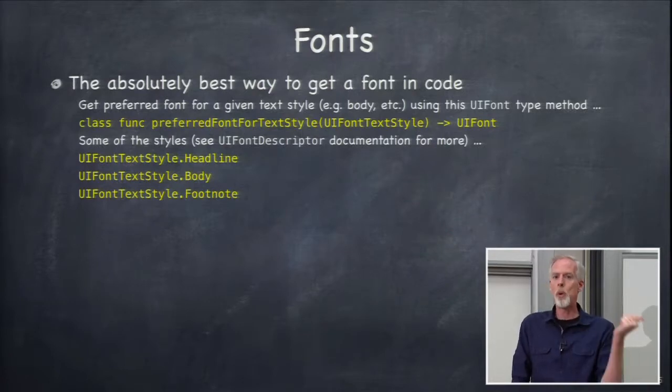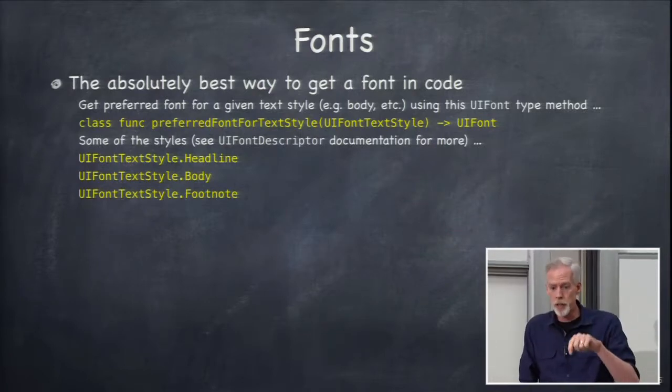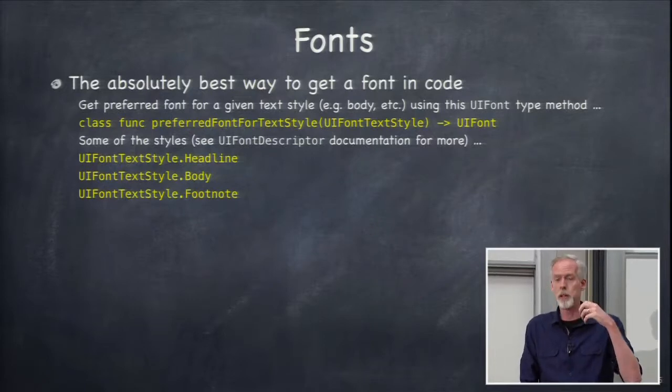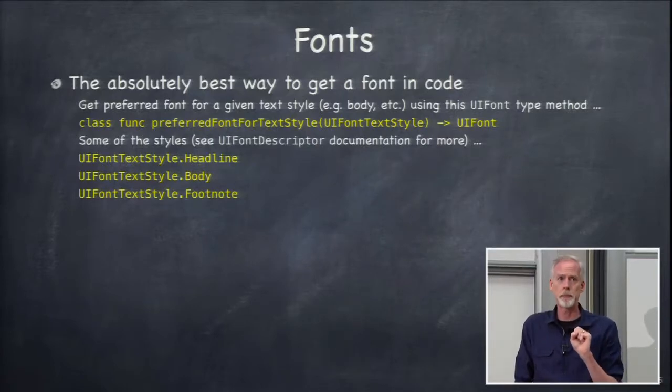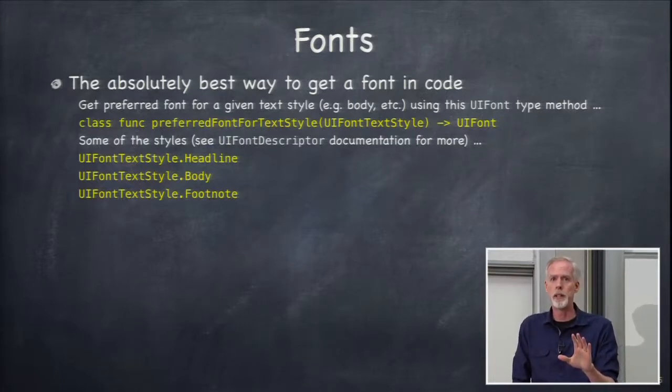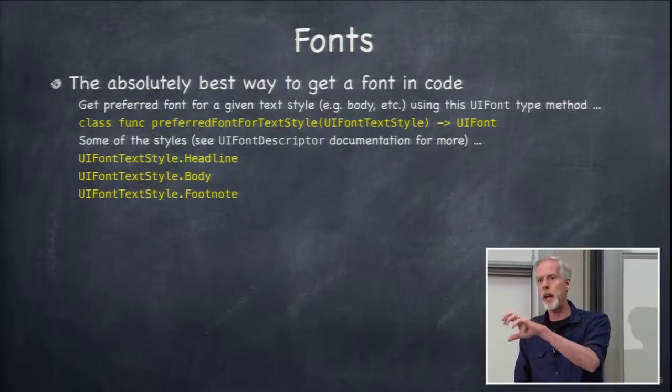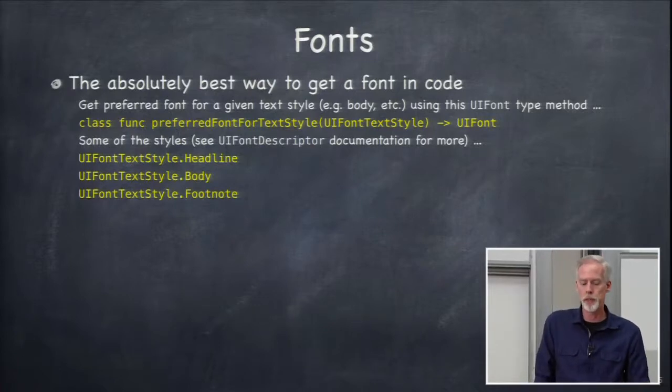And users can go into their settings on their phone and say, oh, I can't see anymore, like me, and they make their fonts bigger, okay? And so this would automatically get that new size. Okay, so that's why you always want to use preferred font anytime you're displaying any user content, okay? Now, it is possible to create fonts where you say, give me Arial 15 narrow, or whatever. It is possible, but you really shouldn't be doing that. You should be using this preferredFontForTextStyle.